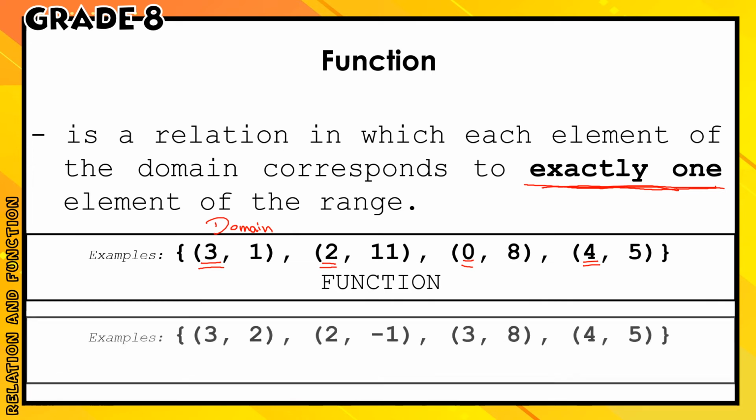Let's have another example. We have this one: (3, 2), (2, -1), (3, 8), and (4, 5). Check the domain or the x values. We have 3, 2, another 3, and 4. In this case, may naulit na domain o ng value ng x na doble yung 3. Sa madaling salita, this is not a function. It is just a mere relation. So, ganon ang diferensya ng function at ng mere relation. Dapat walang maulit na domain or x values.